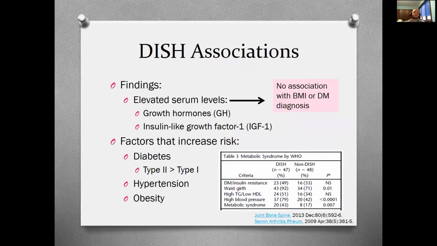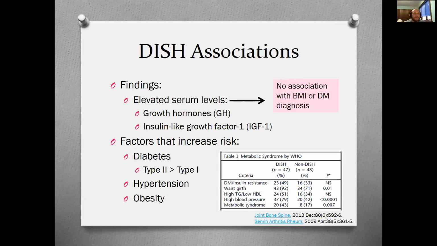So what are some associations with DISH? So patients that have DISH, what is different about them than patients that don't have DISH? And what we're finding is that there's definitely some changes in these patients. They have some elevated serum levels of some hormones. So growth hormones are typically elevated. We also have elevated insulin levels with insulin like growth factor 1. And both of these were found to be independent of BMI or diabetes.